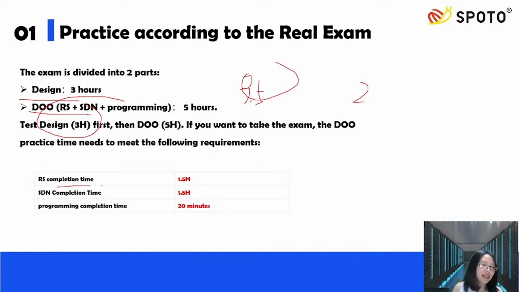So routing and switching each need to be completed within 1 hour. Okay. Programming is also simple for you. You need to complete within 20 minutes. So you must follow my standards strictly, and we will give you an effective test preparation experience.